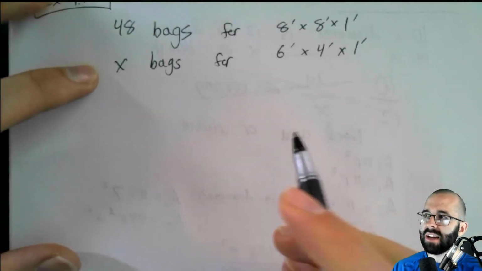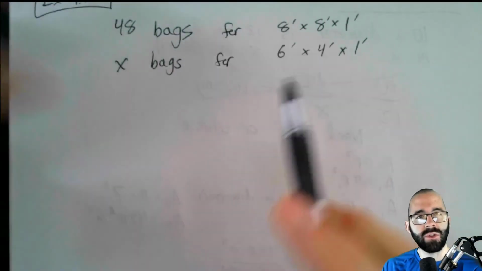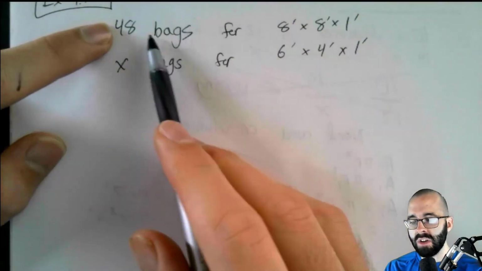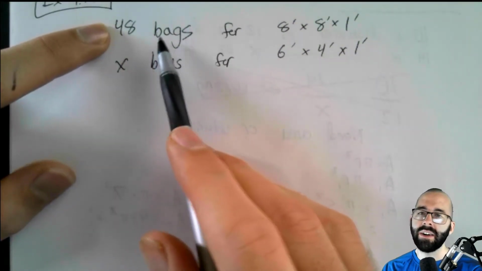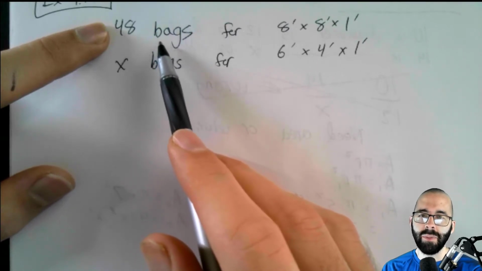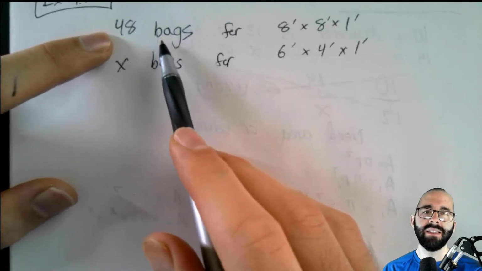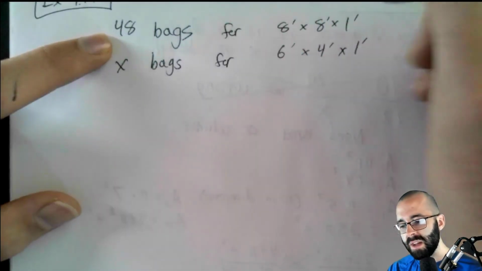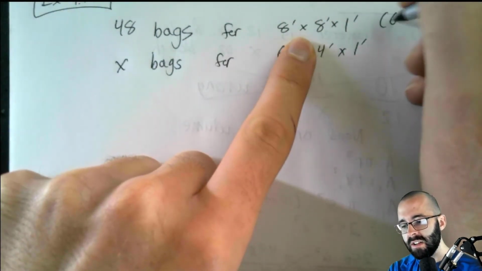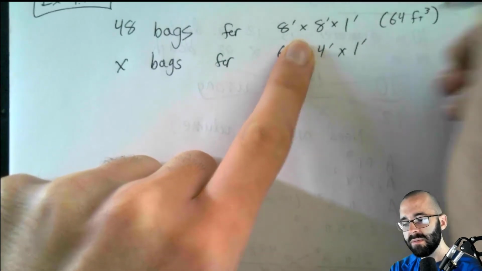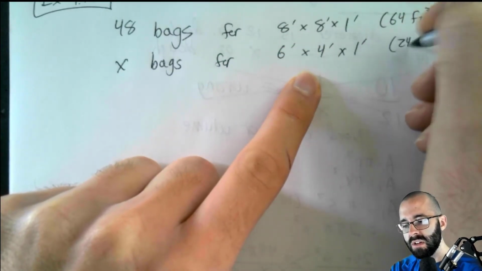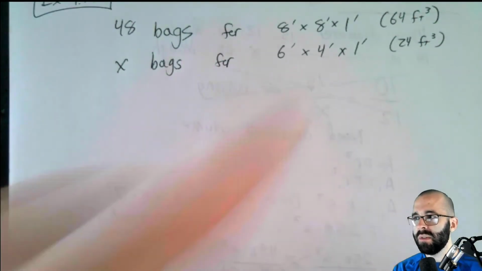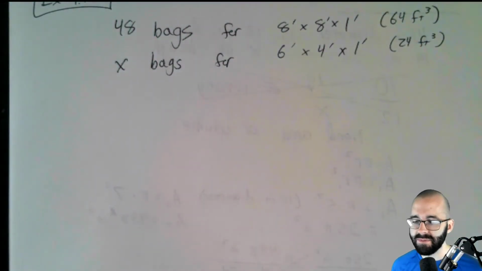And very similar to last time, we can't just set a proportion right now. We have to compare apples to apples. So we're talking about volume. Well, it's actually 50-pound bags, so this is weight and volume. So let's calculate this out. How many cubic feet is this? This is 64 cubic feet, and this is 24 cubic feet. Just multiply them all together. Remember, for volume, that's the units cubed.